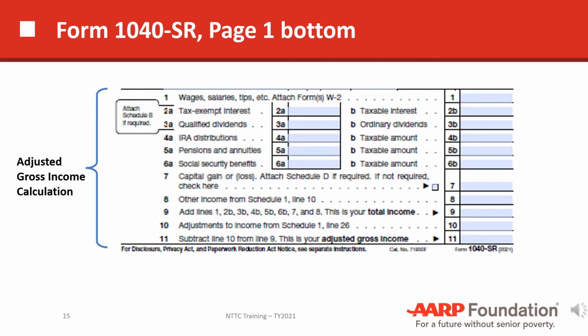Here's the bottom of page 1 on the senior version of the 1040. So again, because of the larger type, the bottom of page 1 does not cover as much information as the standard version does. So this ends with the adjusted gross income calculation, whereas the previous bottom of page 1 had the taxable income calculation. So the senior version doesn't get to calculating taxable income until it gets to page 2. So let's look at page 2.